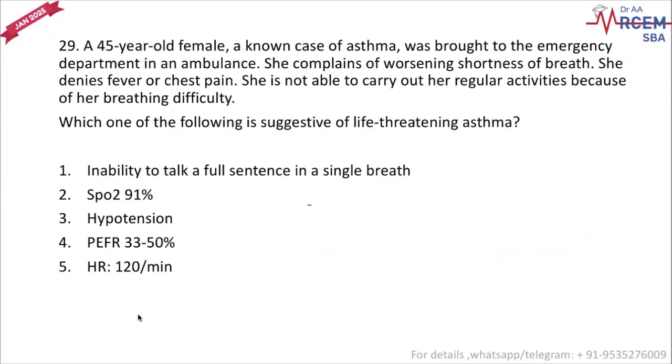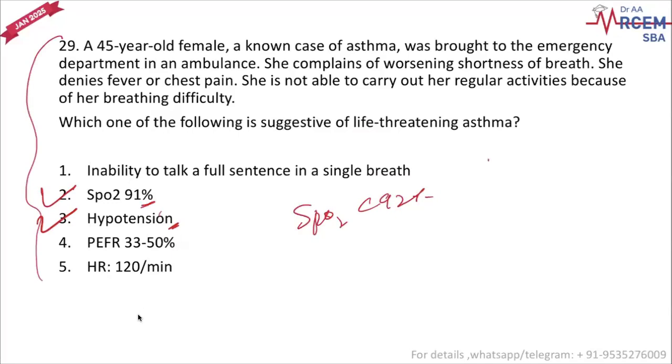Any SpO2 value less than 92 is life-threatening asthma. Yes. Hypotension or cardiac arrhythmias, life-threatening asthma. Yes. Both 2 and 3 are the right answer. Okay, what we are suspecting, usually this can happen. In exams, there might be more than one correct answer. Usually they will delete this question, so no one gets any marks.